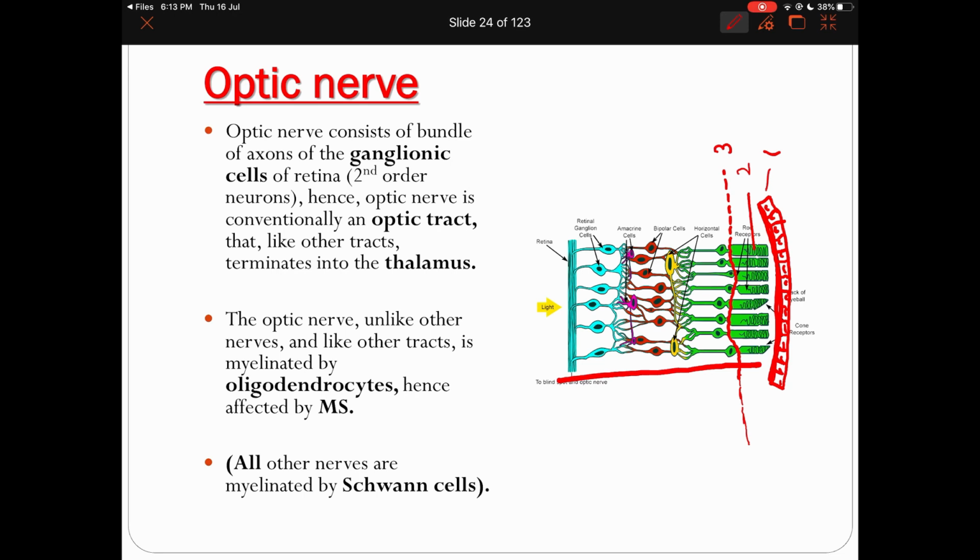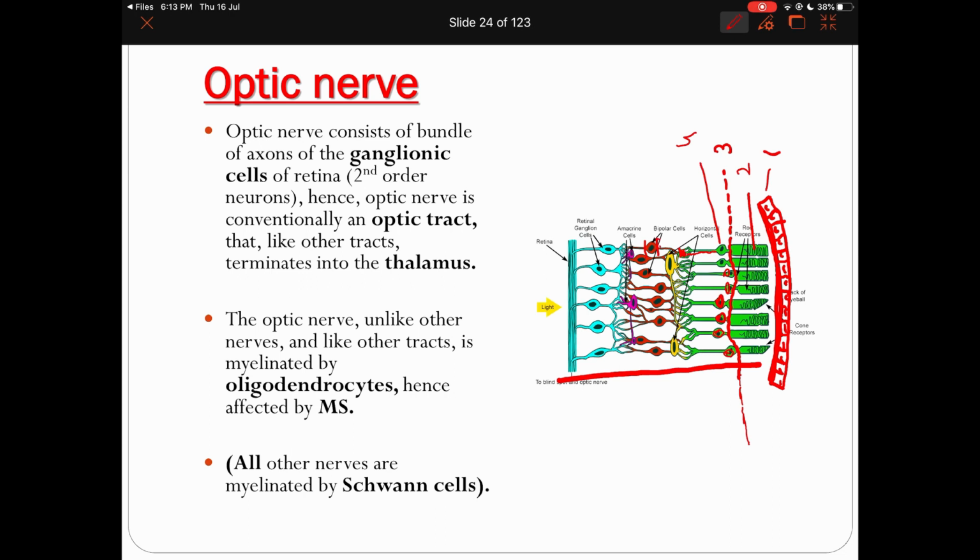After that, the nuclear zone of each of your rods and cones will come. This will form your fourth layer, called the outer nuclear layer. Then their synaptic terminals will come, and finally signals will be sent to the dendrites of a very important cell group, called the bipolar cells.